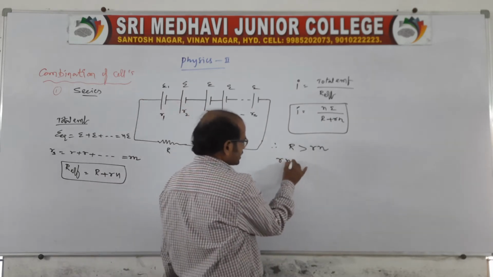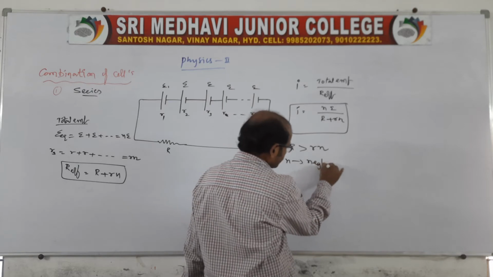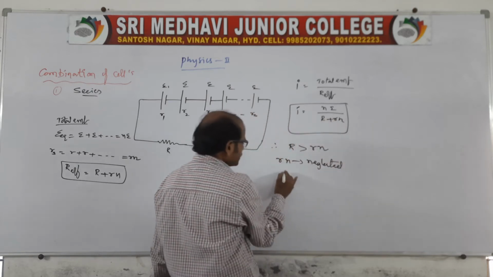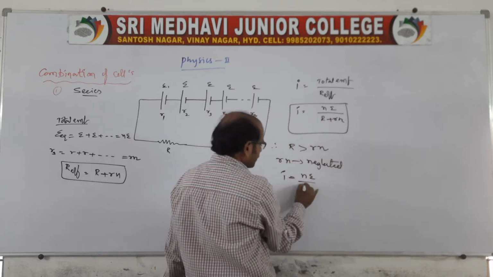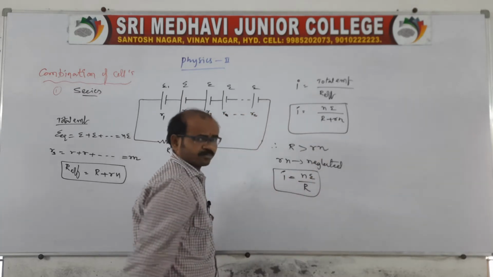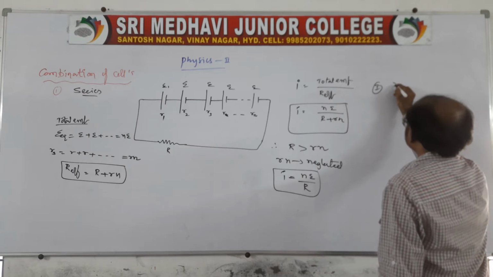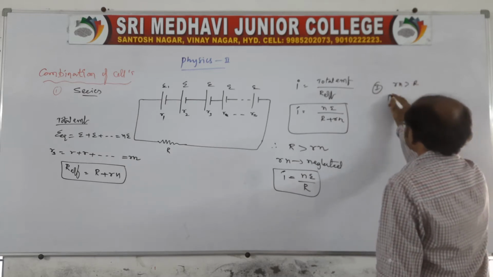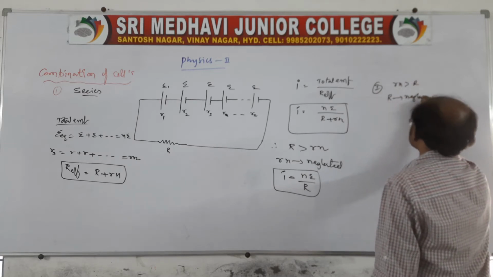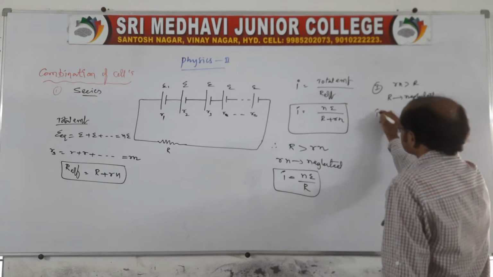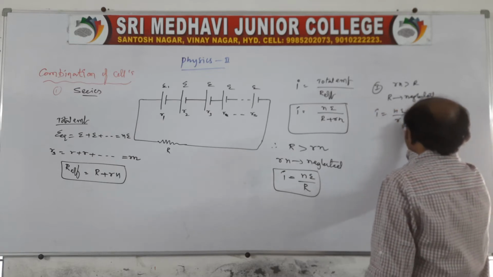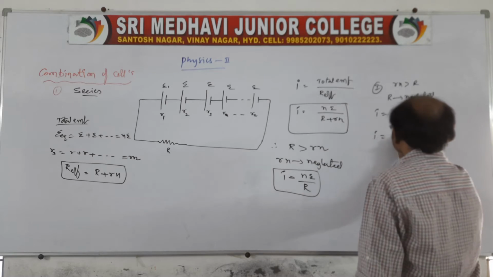So that this Rn is neglected. We can neglect it, so that I is equal to nE by capital R. That is the first case. And the second case: if Rn is greater than capital R, so that capital R is neglected. These are the cases we can say. I is equal to nE by Rn, so that n is cancelled. I is equal to E by r.